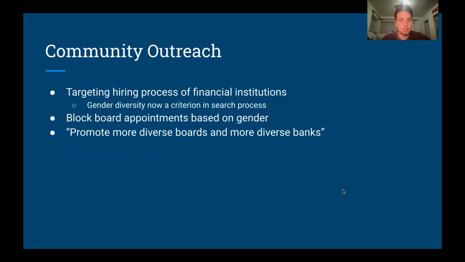One way that they target the hiring processes is by having gender diversity be a new criterion in the search processes for these financial institutions. They've also created the right to block board appointments based on gender, and their overall goal is just to promote more diverse boards and more diverse banks across the European Union.